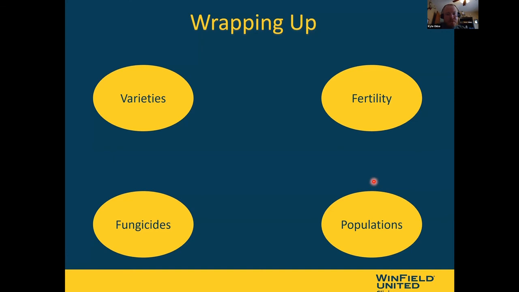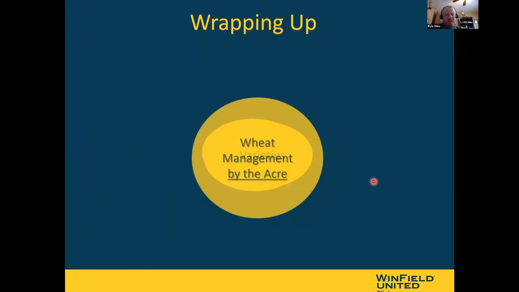So really just wrapping up on this, you're taking your varietal management, what we were just talking about, just different ways to manage fertility, fungicide, and populations, and you can bring that all together. Now you're getting some wheat management by the acre.